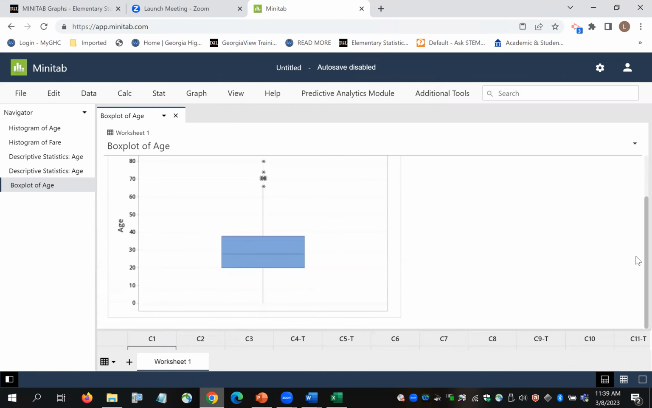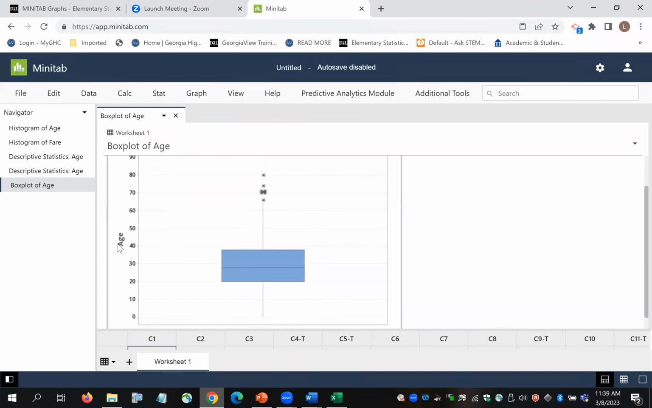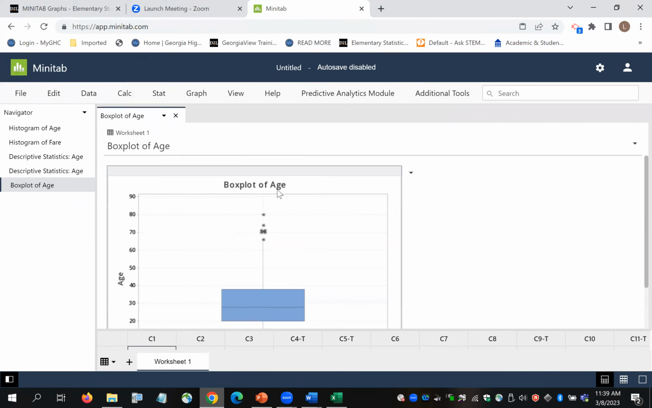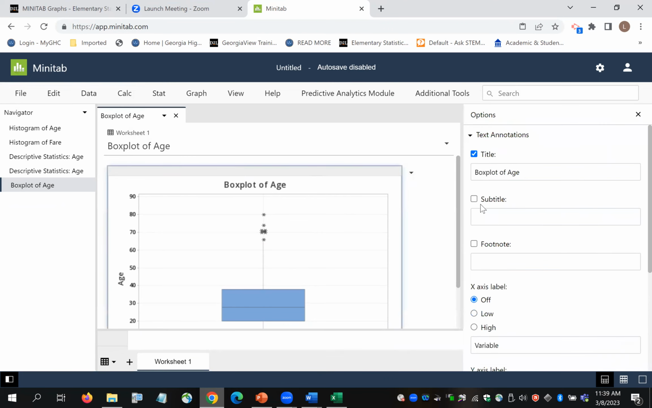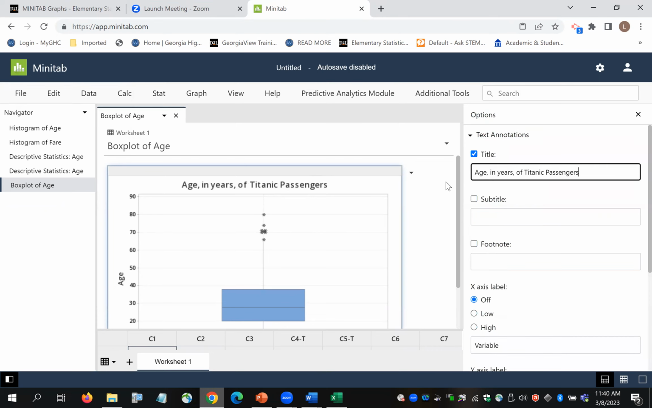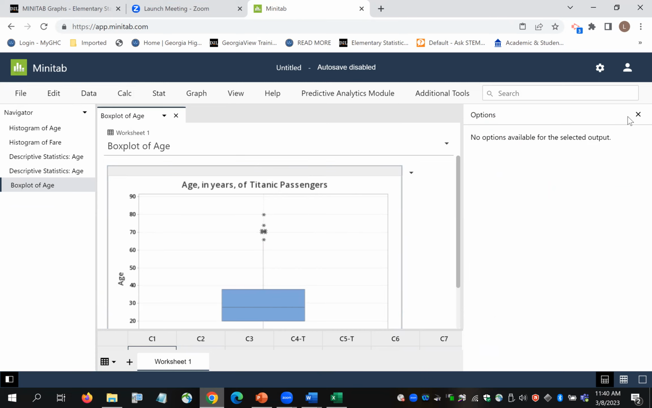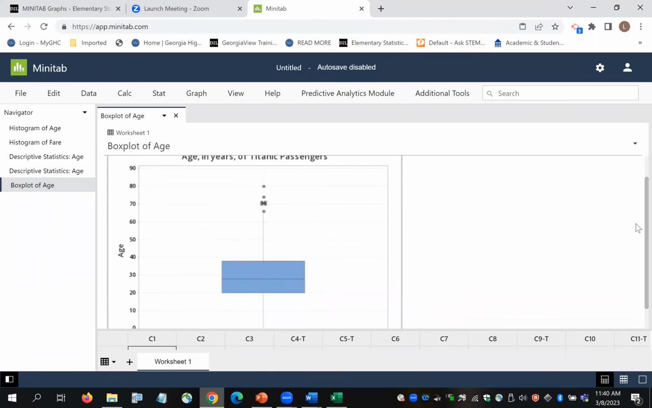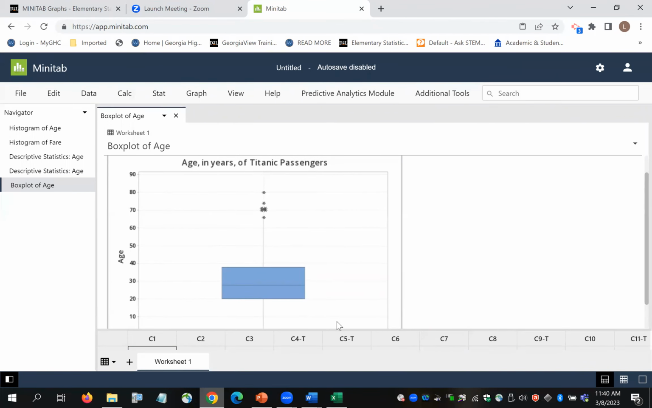Now, again, this one, you only really have one vertical scale, which is the age. We do want to give it a detailed descriptive title. Same thing, using the triangle, graph options. I'm going to say age in years of Titanic passengers. Again, think who, where, what, when. Again, this graph is interactive.